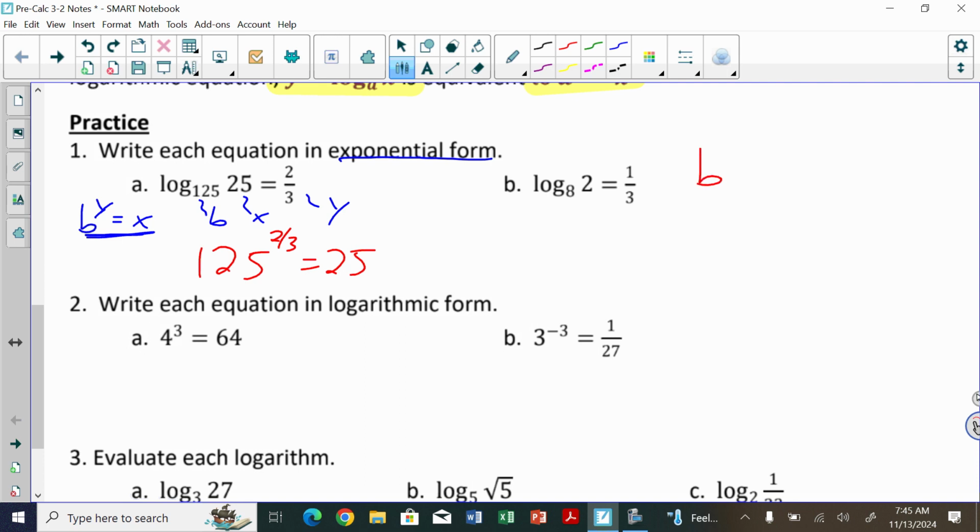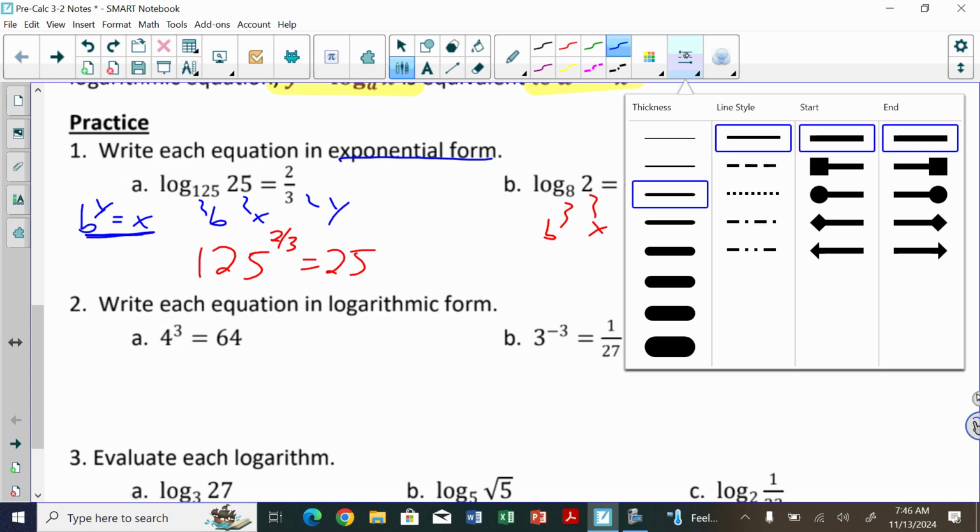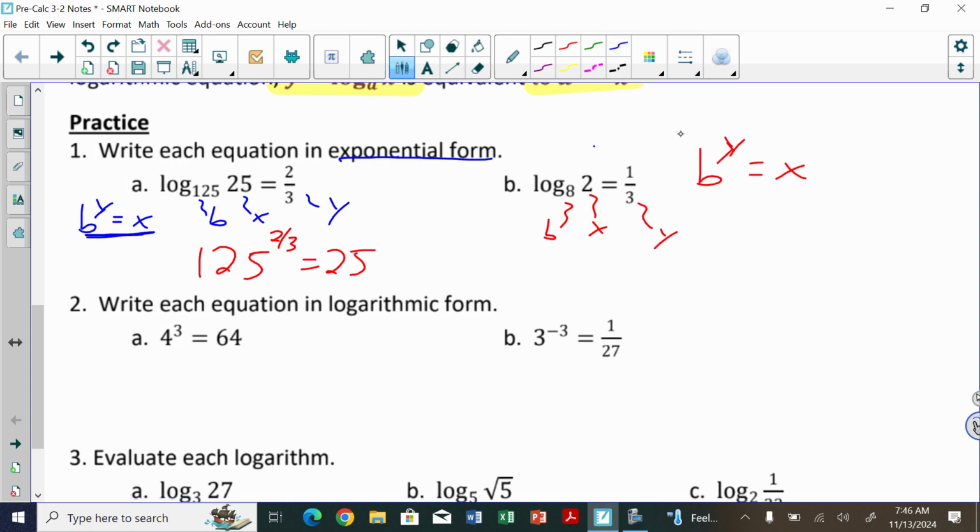Same thing going the other way. I want to get it into this form, b to the y equals x. What are my b, y's, and x's? My b is here, my y is over here, and my x is right here. If I rewrite that, it's going to be 8 is my base, to the 1/3 power, that's my y, equals 2.